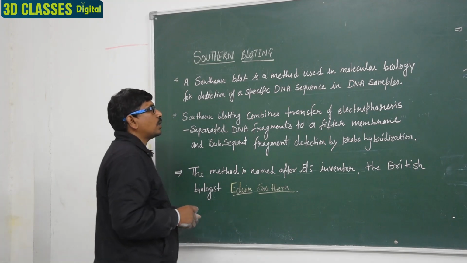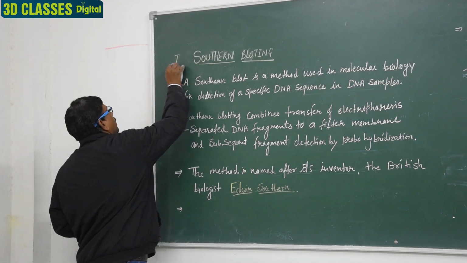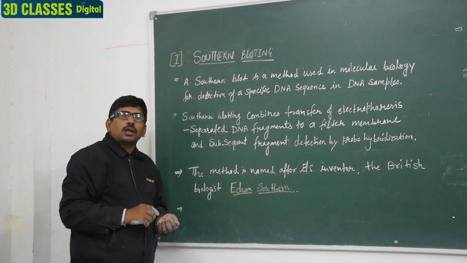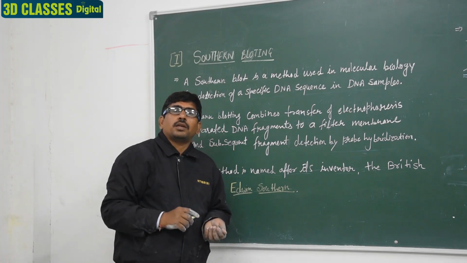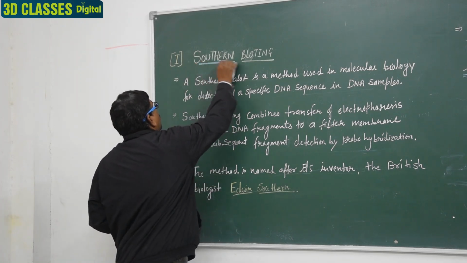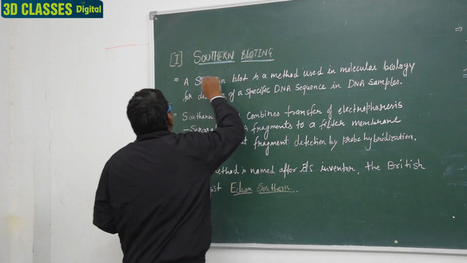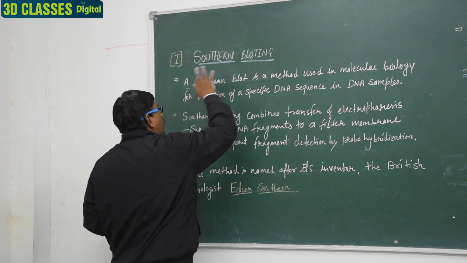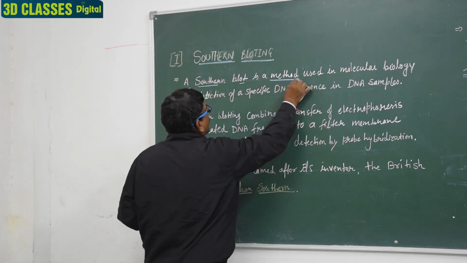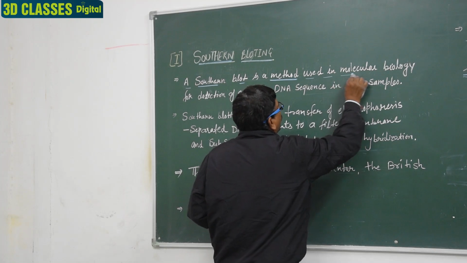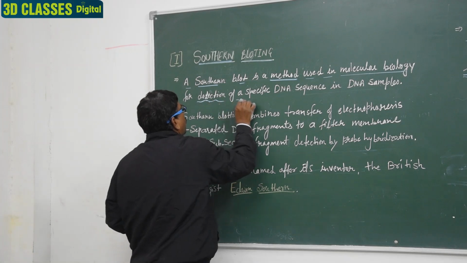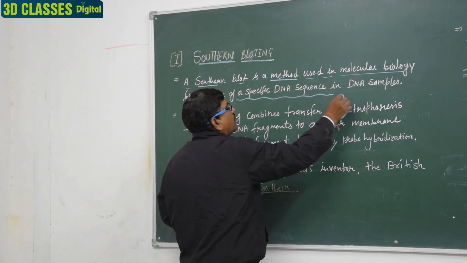So first we discuss Southern blotting. It was first discovered in 1975 by Edwin Southern. What is Southern blotting? A Southern blot is a method used in molecular biology for the detection of a specific DNA sequence in a DNA sample.